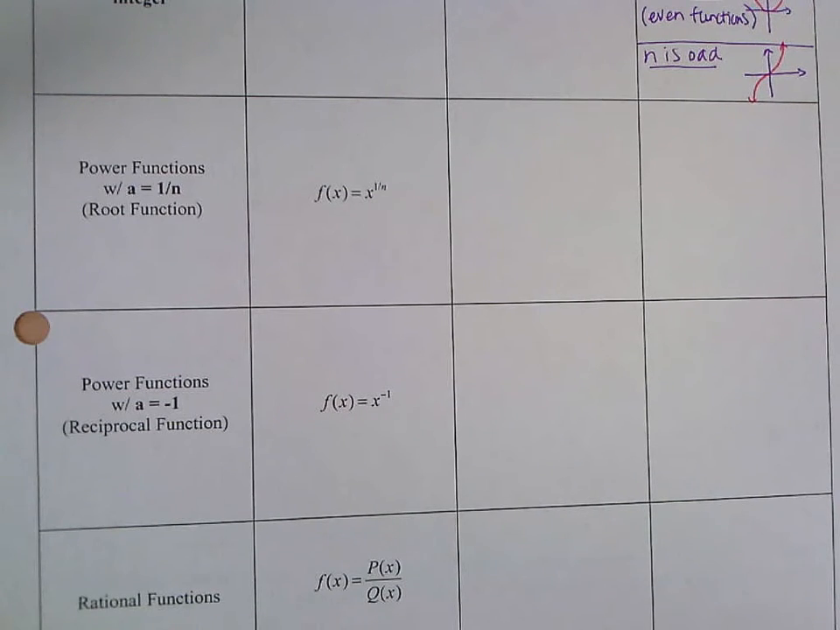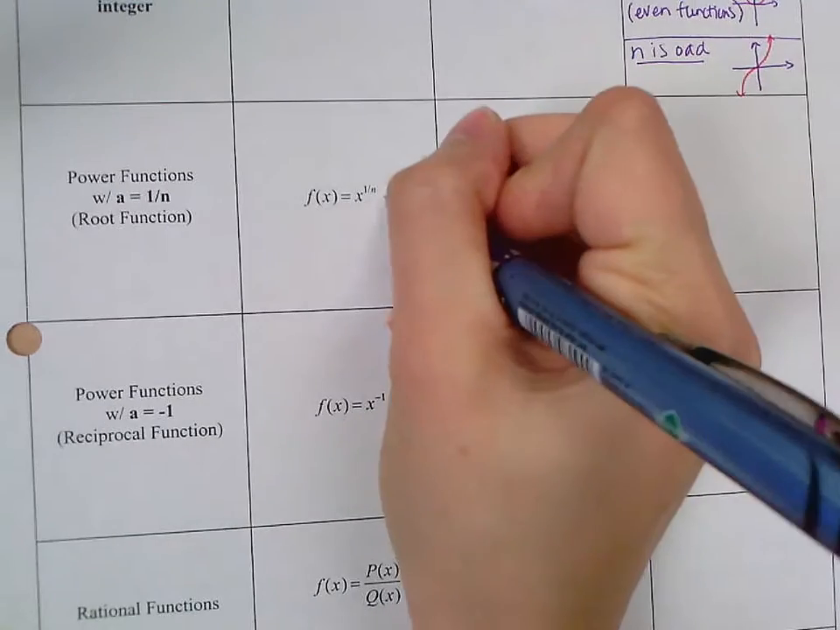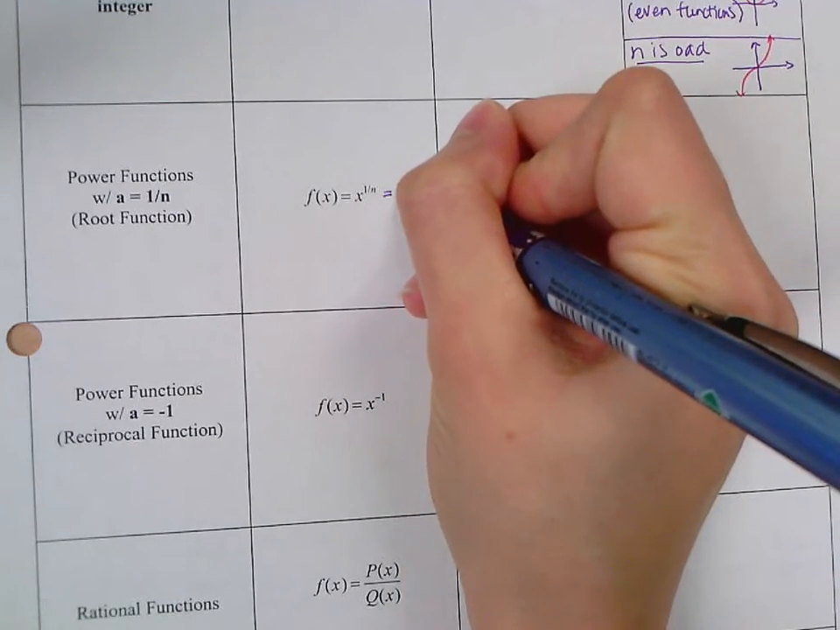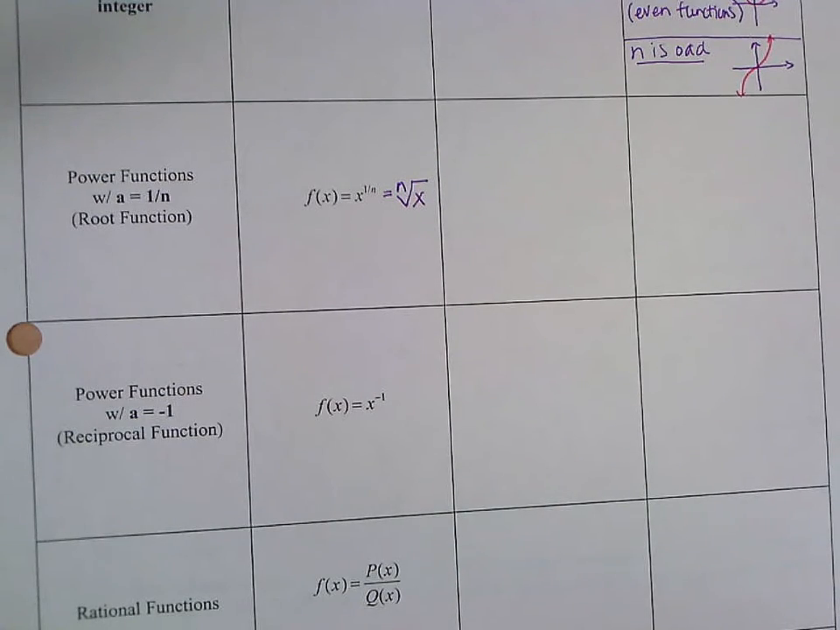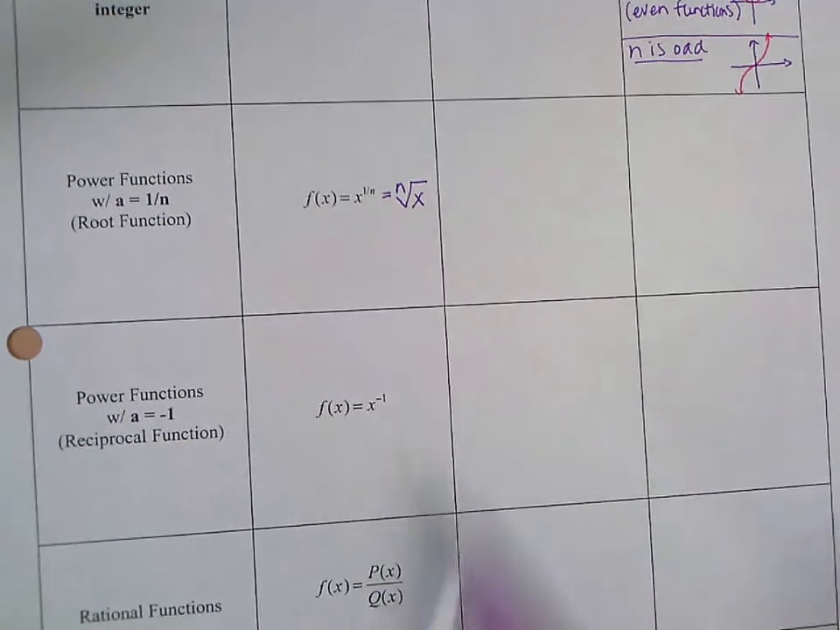We will be reviewing this because you will have to rewrite rational exponents as roots a lot, especially when we get to derivatives, or roots as rational exponents. I guess we go the other way more often. So remember that this is equivalent to the nth root of x. The denominator is the index of the root of the radical, and the exponent on the x is the numerator of that rational exponent. So that is the nth root of x.